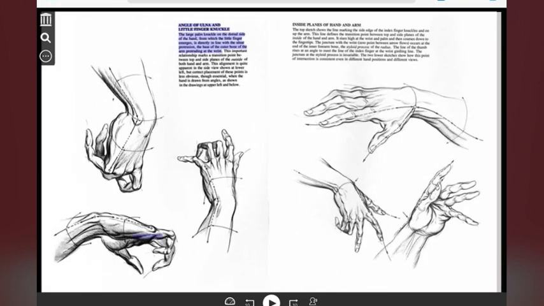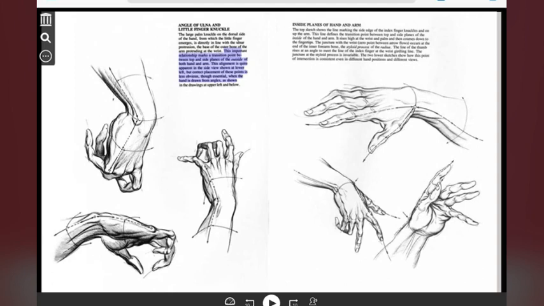Set angle of ulna and little finger knuckle. The large palm knuckle on the dorsal side of the hand, from which the little finger emerges, is directly in line with the ulnar protrusion, the base of the outer bone of the arm protruding at the wrist. This important relationship marks a transition point between top and side planes of the outside of both hand and arm.